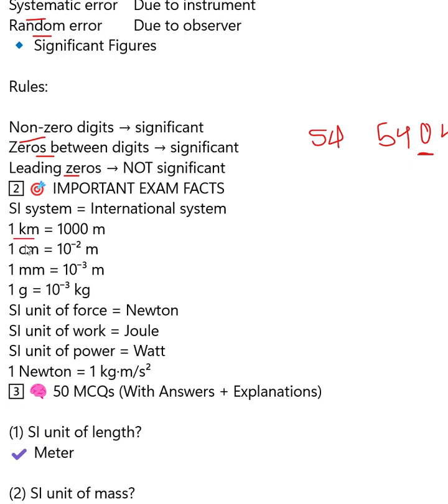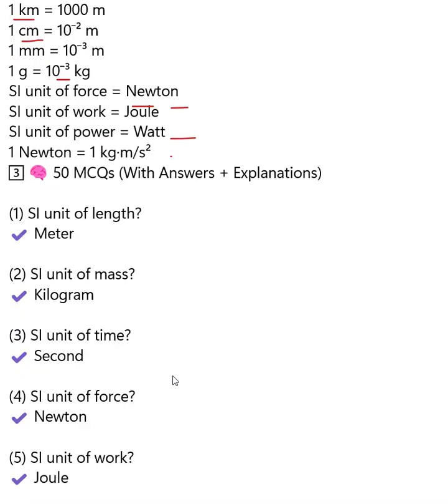1 kilometer is equal to 1000 meter, 1 centimeter is equal to 10 to the power minus 2 meter, 1 mm is 10 to the power minus 3 meter, 1 gram is 10 to the power minus 3 kilogram. SI unit of force is Newton, work is joule, power is watt. 1 Newton is equal to 1 kilogram into meter per second square.